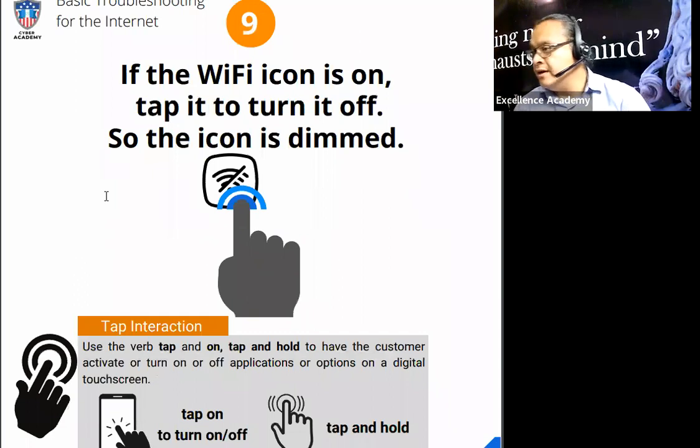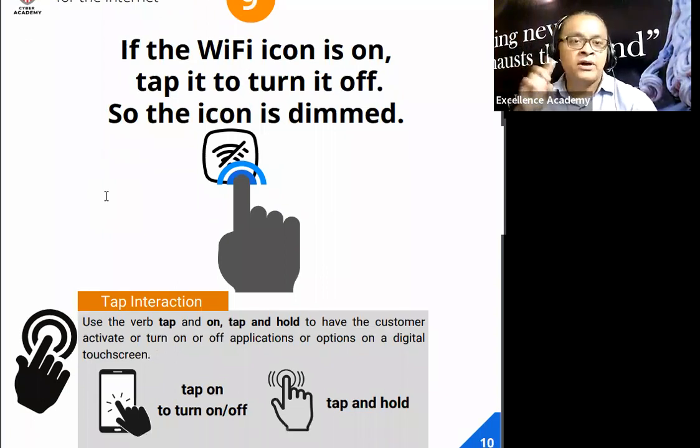If the Wi-Fi icon is on, tap on it to turn it off so the icon is dimmed. To turn off and turn on applications, or to activate certain functions on the phone, we use the verb tap, followed by prepositions, for example, tap on to activate. You can also tap on again to turn off or to deactivate a certain application.